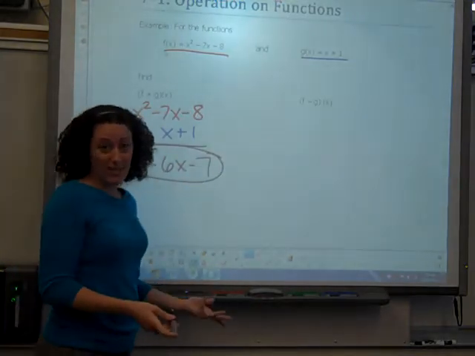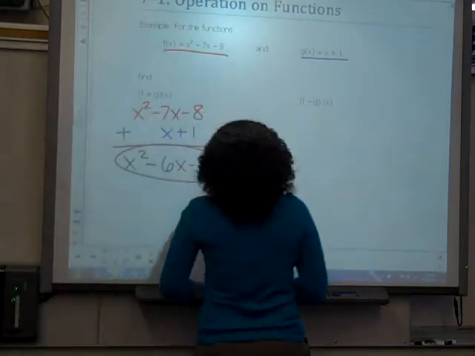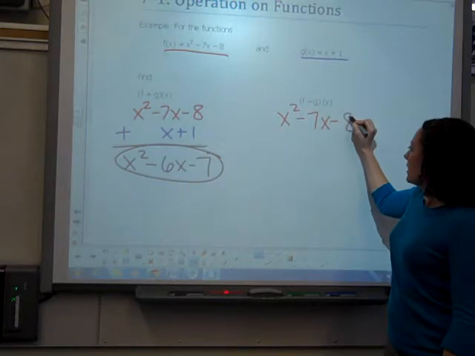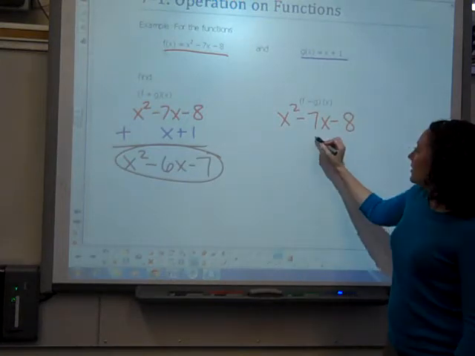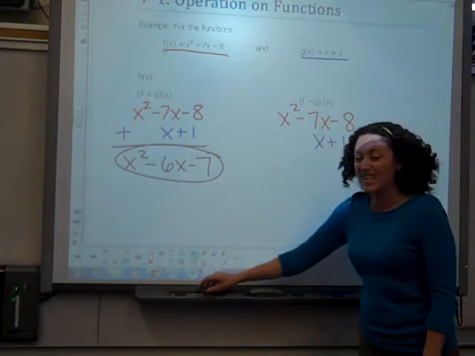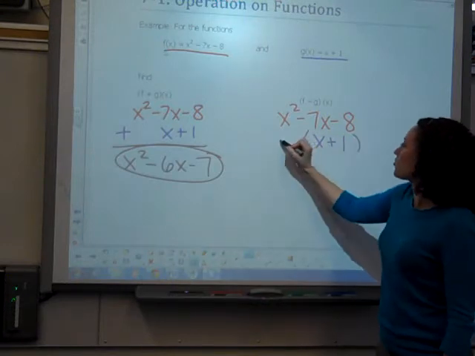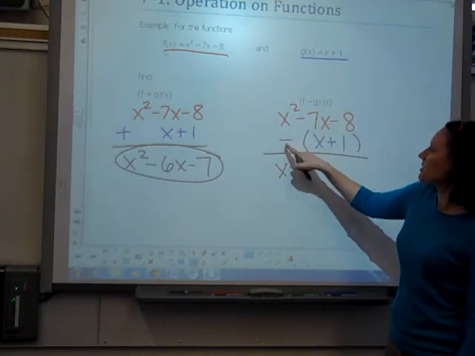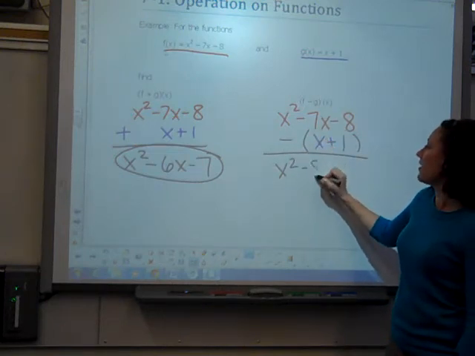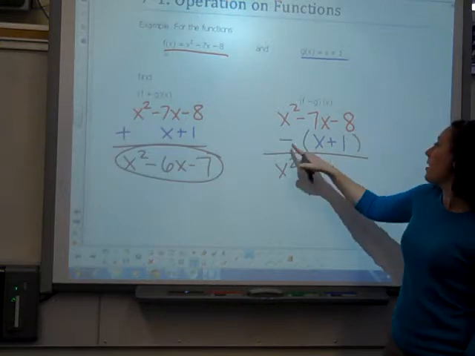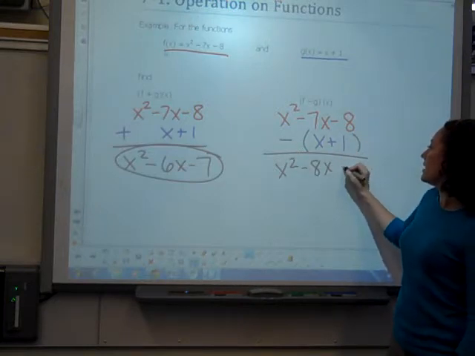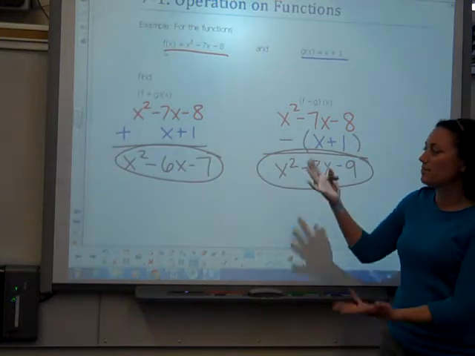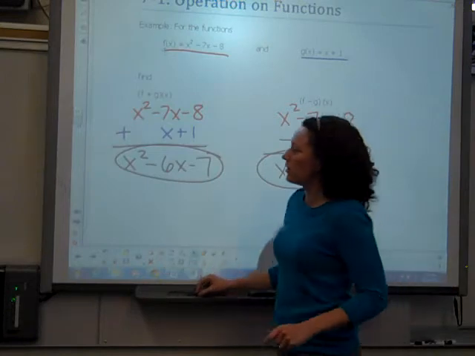If I'm subtracting, same idea, just make sure I subtract the whole thing. So I'm going to take my red polynomial, x squared minus 7x minus 8, and I have x plus 1. Now the only difference is kind of like when we did long division again. Make sure you subtract that, right? So I'm going to have x squared. Negative 7x minus x is negative 8x. Negative 8 minus 1 would be negative 9. Again, we're not asked to factor or do anything with them. We're just asked to combine like terms. Okay, so don't do too much work.